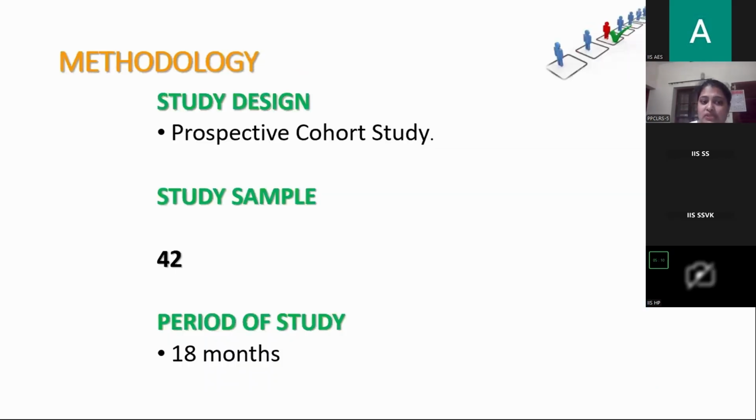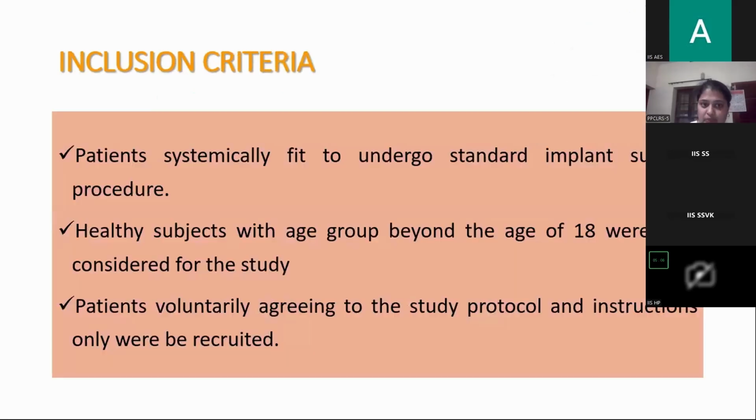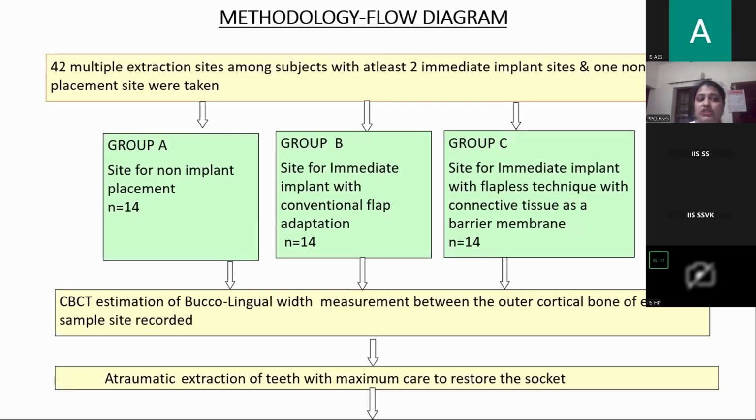So the methodology: it was a prospective cohort study with a sample size of 42 over a period of 18 months. These were the inclusion criteria we had. And the methodology in detail: 42 multiple extraction site subjects with at least 2 immediate implant sites and 1 non-implant site were taken, which were grouped into 3 groups, A, B, and C, with a sample size of 14 each. Group A was the site for non-implant placement, Group B with immediate implant placement, and Group C with immediate implant placement with connective tissue graft.